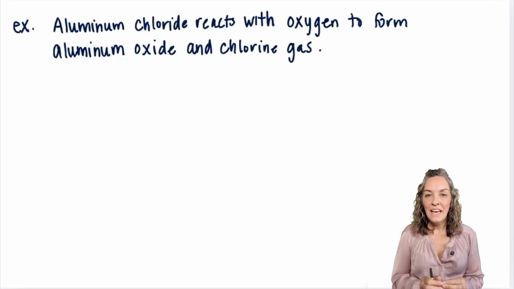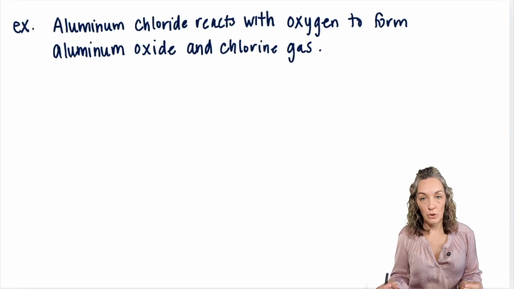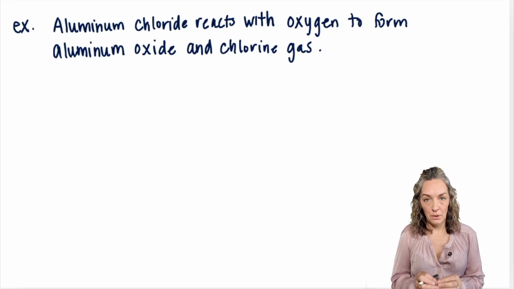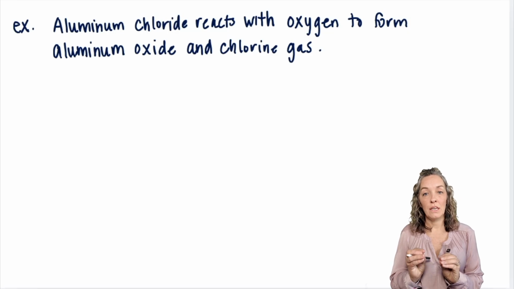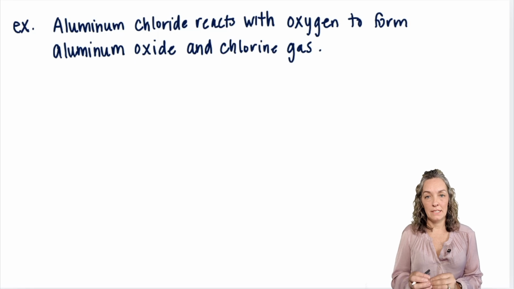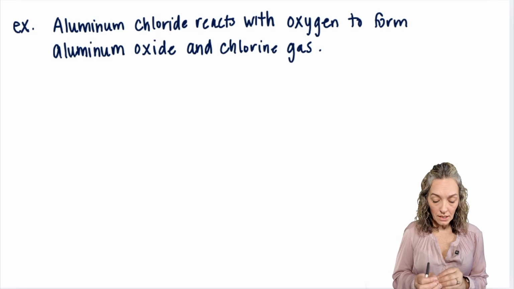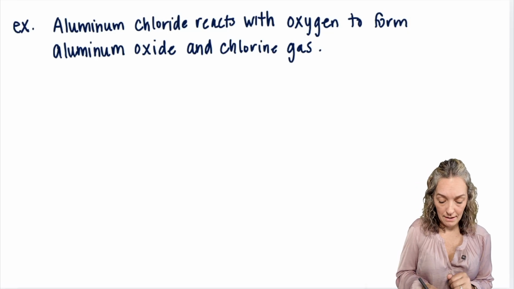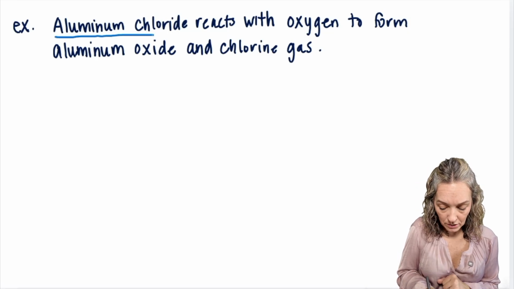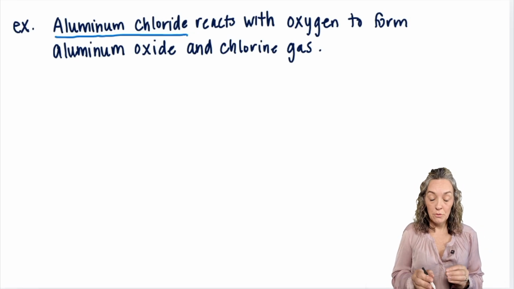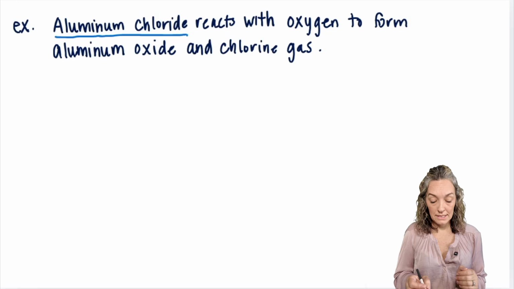All right, so when we have an equation written out in words, we have to remember that stability is first and foremost. So all of the molecules and all of the elements need to be stable before we worry about balancing the equation. So let's start out by identifying if we have an element or if we have a compound. Here I have aluminum chloride. Aluminum chloride is a compound because it contains 2 or more elements.